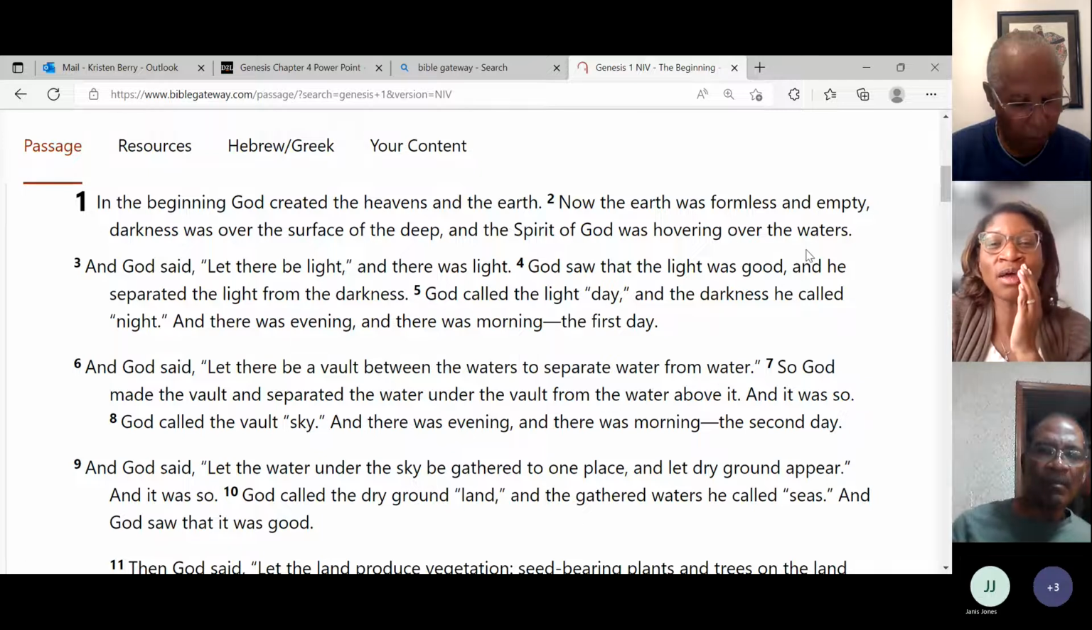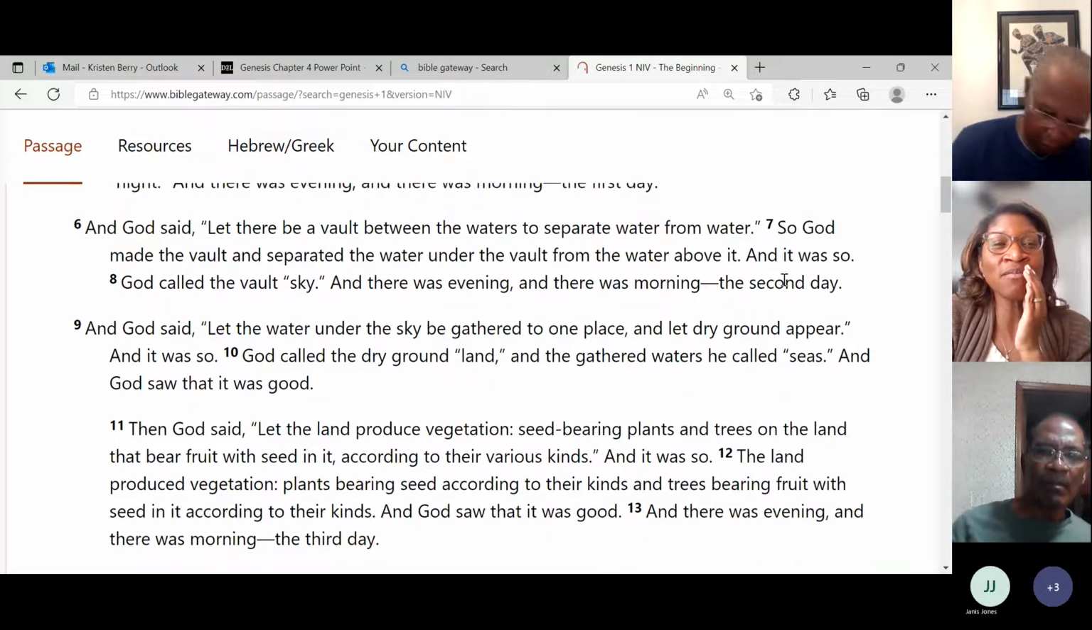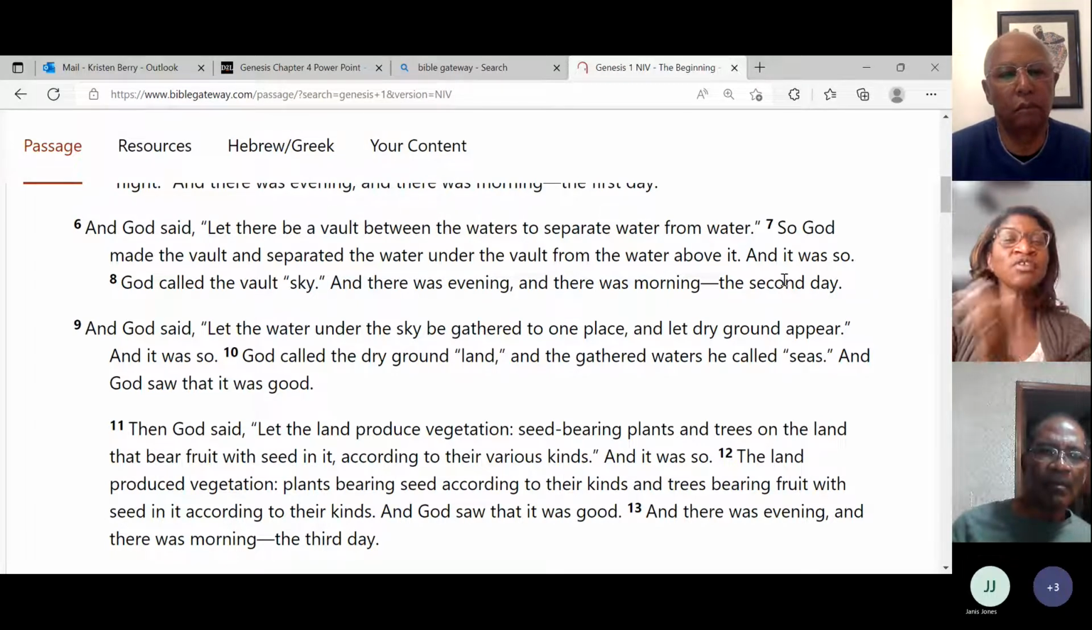All right, help me out. Can somebody pick up verse 6 and read down to 13, please?